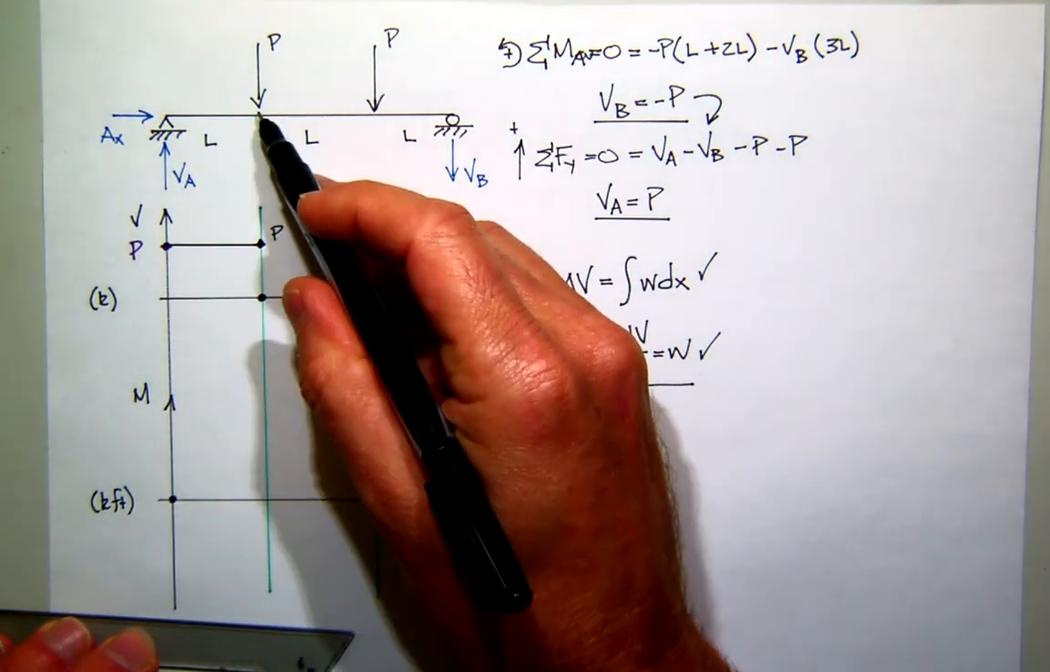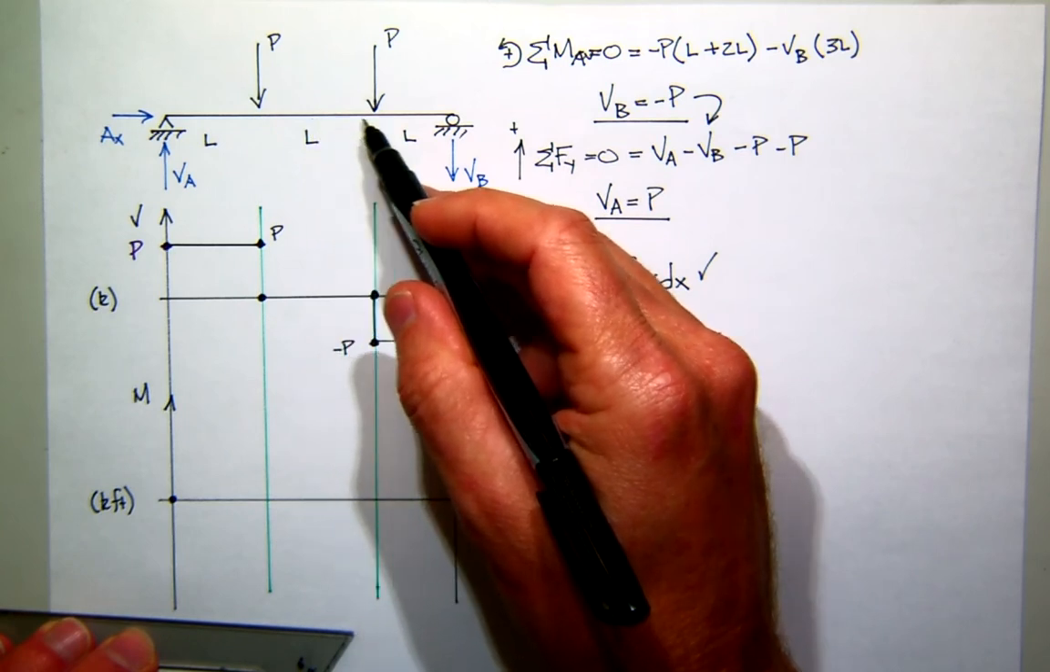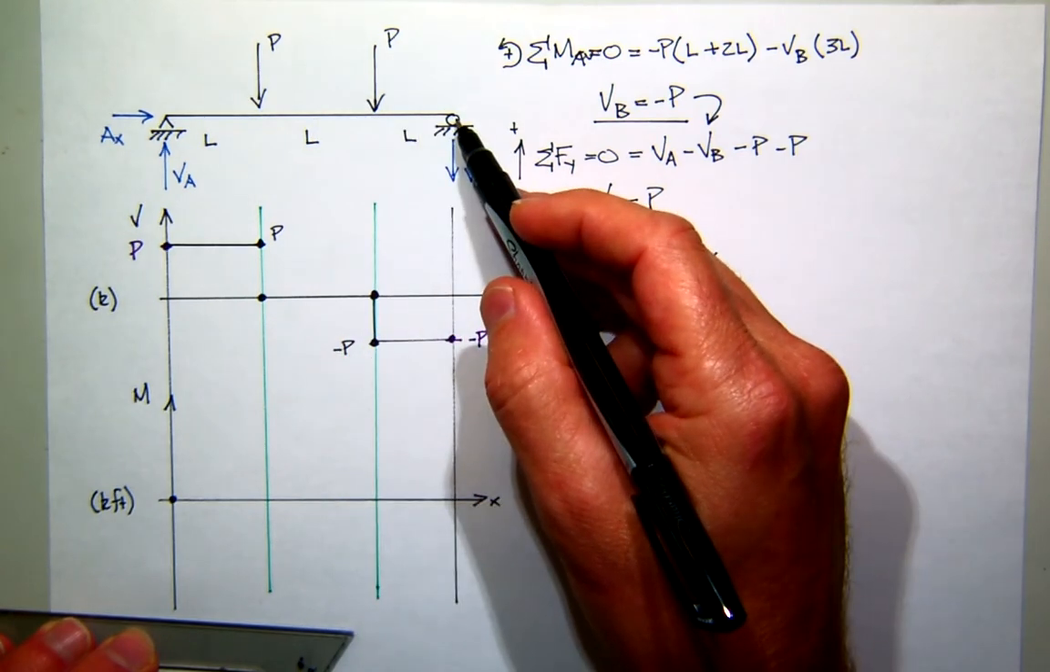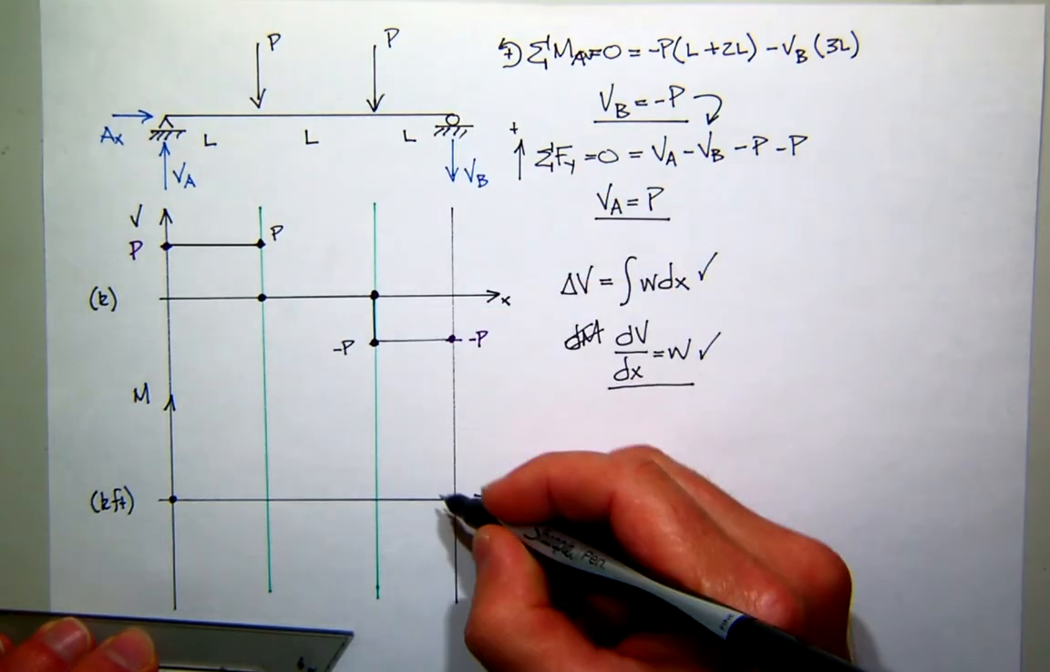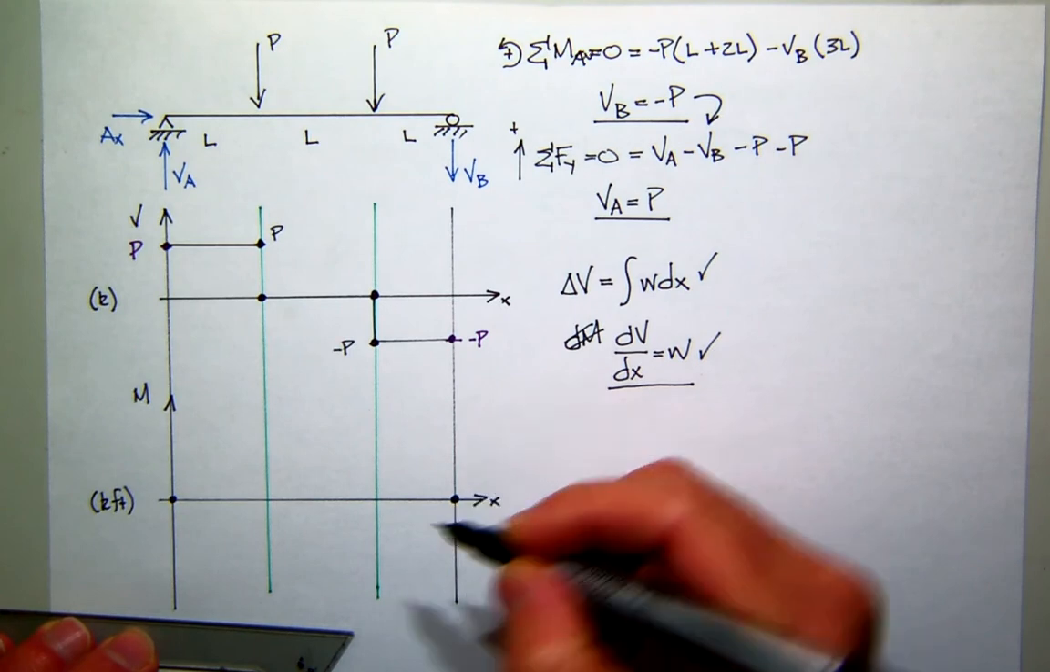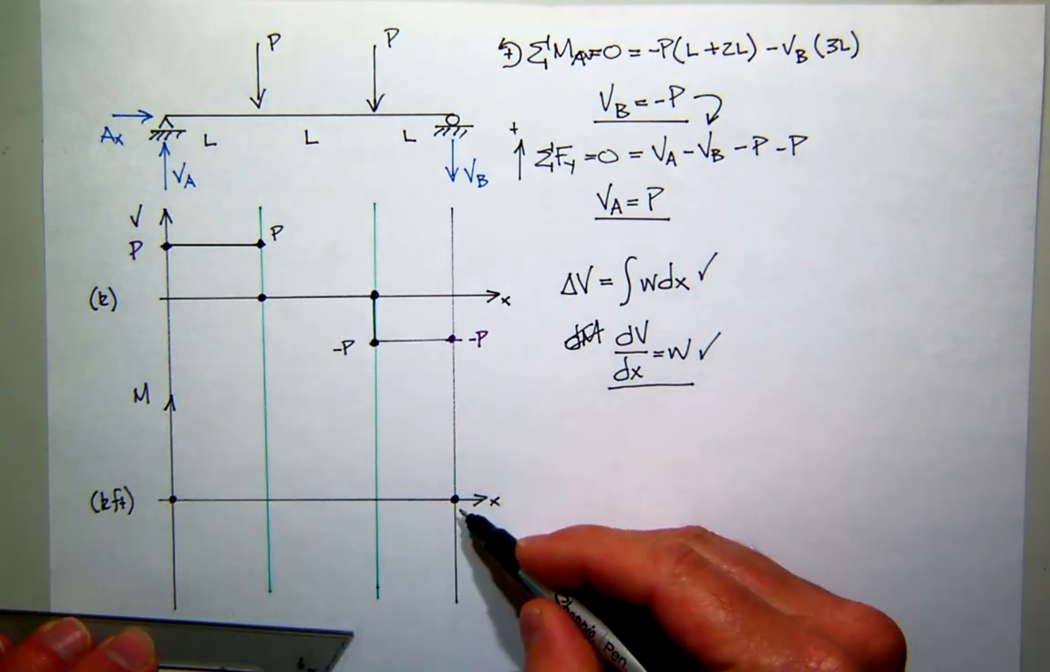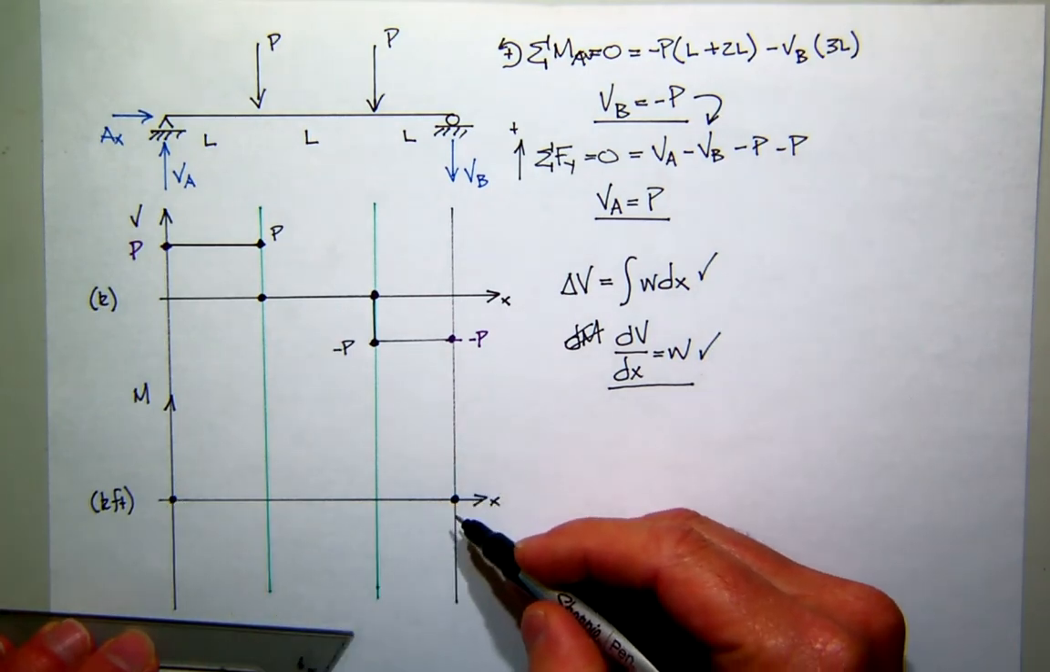Do I know the moment here? Not yet. What about here? I do. What's it there? 0. So there's my starting point. There's my ending point. Now, how am I going to figure it out?